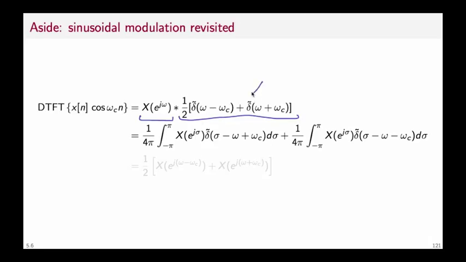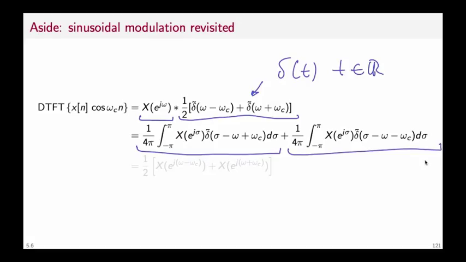This delta here is the delta defined over the real line, so it's that functional that isolates the value of a function when it is used under the integral sign. So because of the distributive property of the convolution, we can split the above convolution product into two terms, which we write out explicitly here as convolution integrals.